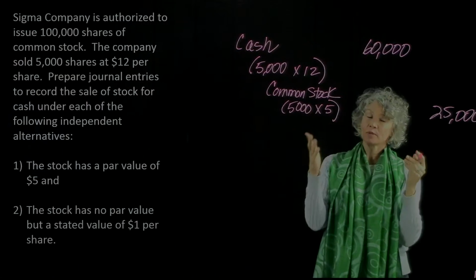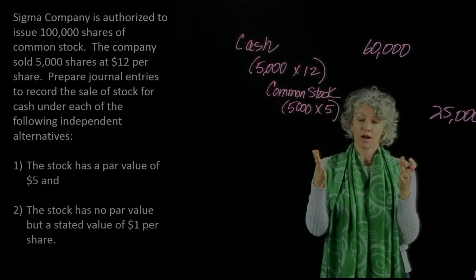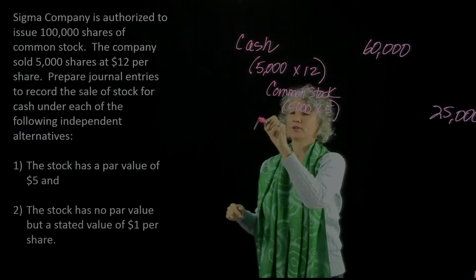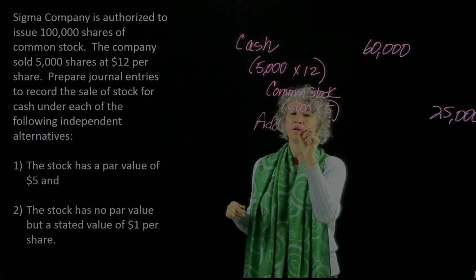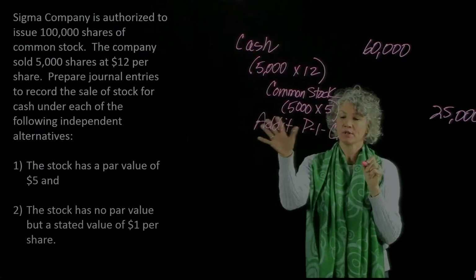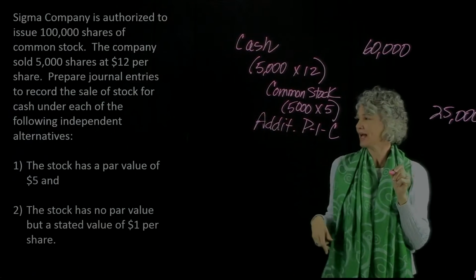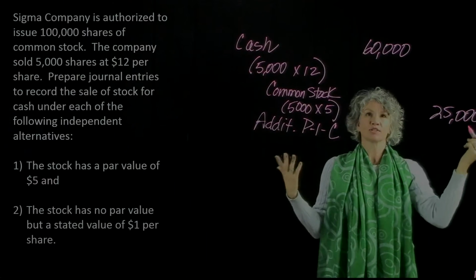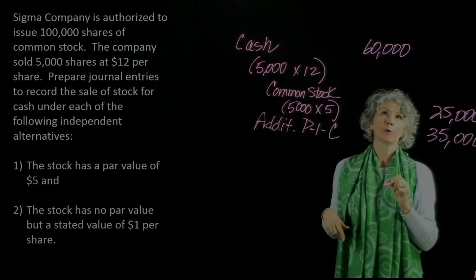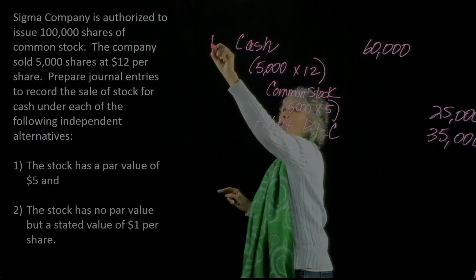Now, how do we make this entry balance? Well, anything we get for our stock above the par value is called additional paid in capital. Okay, additional paid in capital. Okay, APIC. We're going to write that a lot this chapter. So paid in capital. Okay, 60,000 minus 25,000 leaves us with 35,000 that needs to go into the additional paid in capital account. Okay, so that's for number 1.